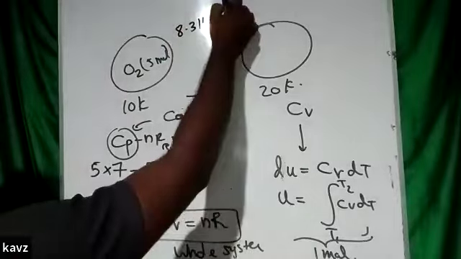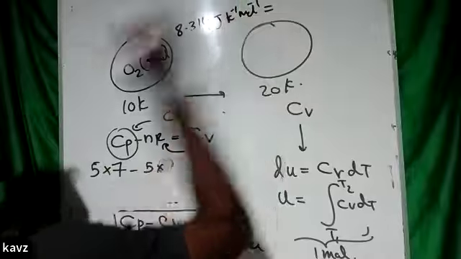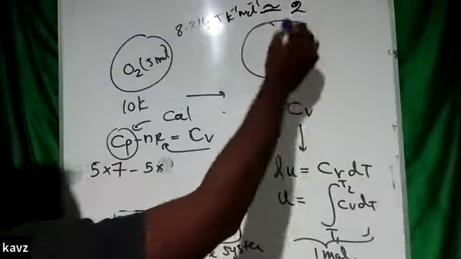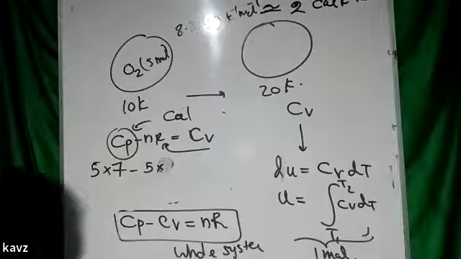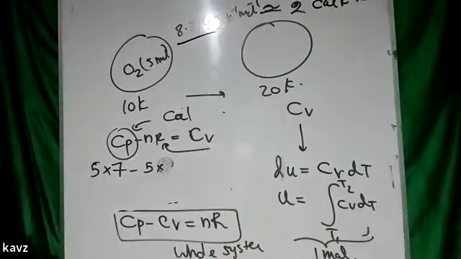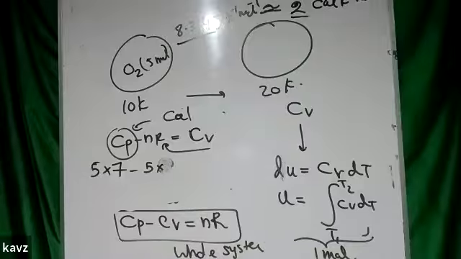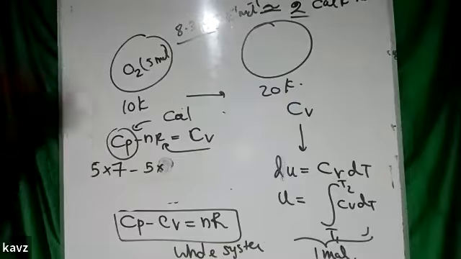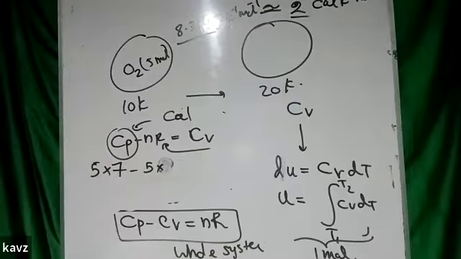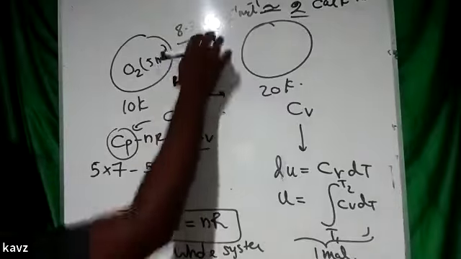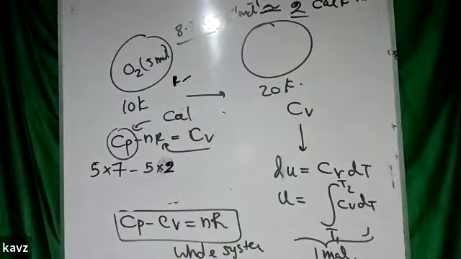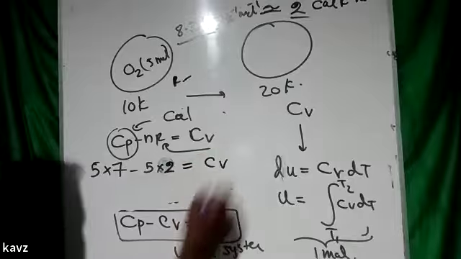8.314 joule per Kelvin per mole is approximately equal to 2 calories per Kelvin per mole. 8.314 equals 2 in calories. When it is joules, you have to use 8.314, and when it comes to calories, you have to use 2. So here they have given the heat capacity in calories, so I have to take R as 2, because R is 8.314 in joules, but in calories it is 2. And Cv comes.